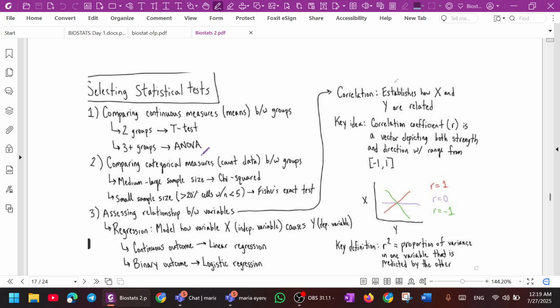So if you're comparing means between two groups, basically a number between two groups, you get what I'm saying? Suppose the mean number between two groups. If it's only two groups, it's t-test. If it's three or more groups, then it's ANOVA. If you are comparing a categorical thing between two groups, so for example, what is categorical?